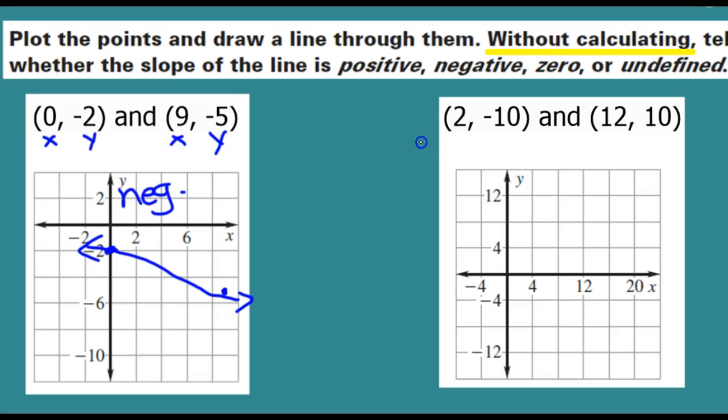The second one, we have 2, negative 10. So we're going over 2, so halfway between 4 and 0. Negative 10, right down there. And 12, 10. So right there. So then if we have our line, I'm going to try my best here to make this straight. Alright. Now this line is going up, that's positive.